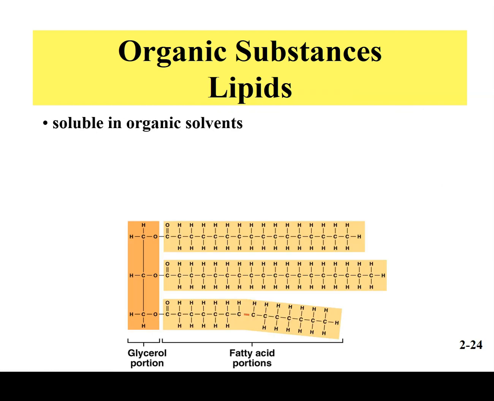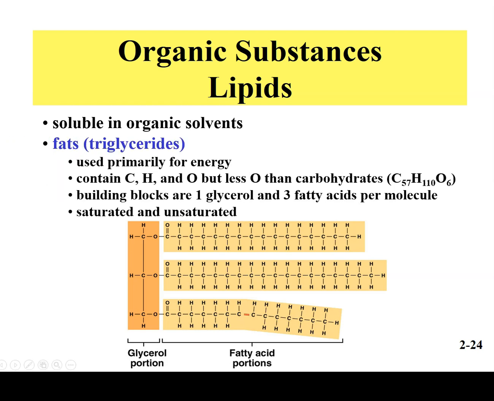Okay, now continuing with organic substances, lipids. Lipids are fats. They're soluble in organic solvents or fats. Fats are triglycerides. Triglycerides consist of 1 glycerol and 3 fatty acids. Here's the glycerol portion and the 3 fatty acids. So a triglyceride: 1 glycerol, 3 fatty acids.